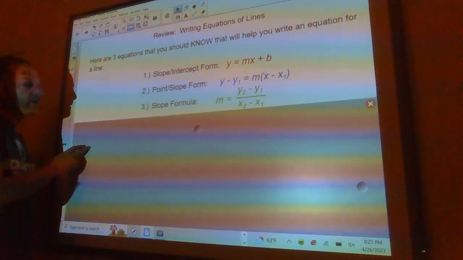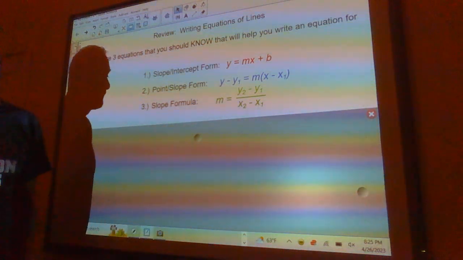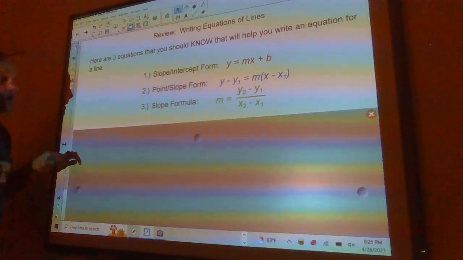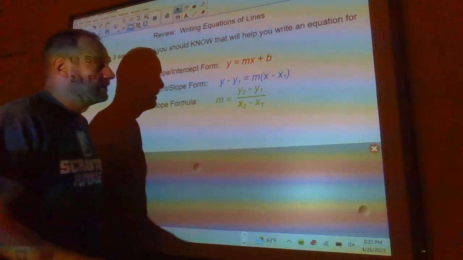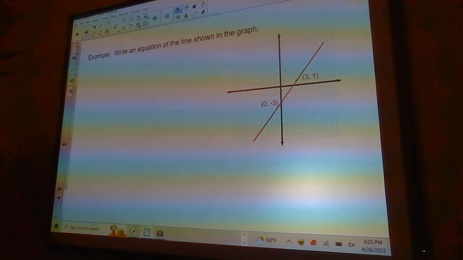Okay, the third one is the slope formula. M equals y2 minus y1 over x2 minus x1. Okay, you should know all three of these formulas by now. But if you don't, this is your chance to make it up. Okay, so here we go.